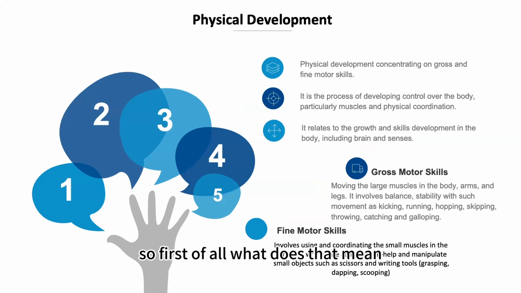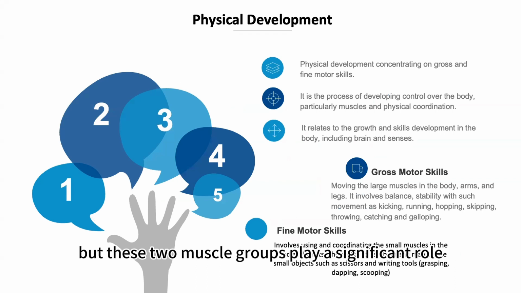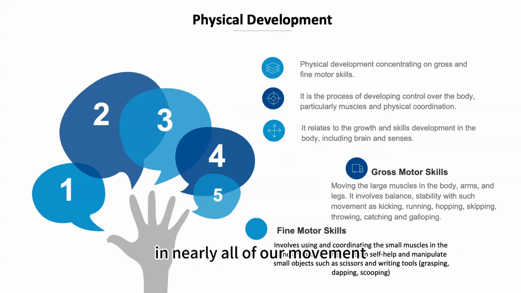So first of all, what does physical development mean? Physical development is a focus area that involves both gross and fine motor skills. You might not be aware of it, but these 2 muscle groups play a significant role in nearly all of our movement. Physical development describes the process of developing control over the whole body, the body muscles, and the body coordination. It relates to the growth and skill development in our body, including our brain and the senses as well.